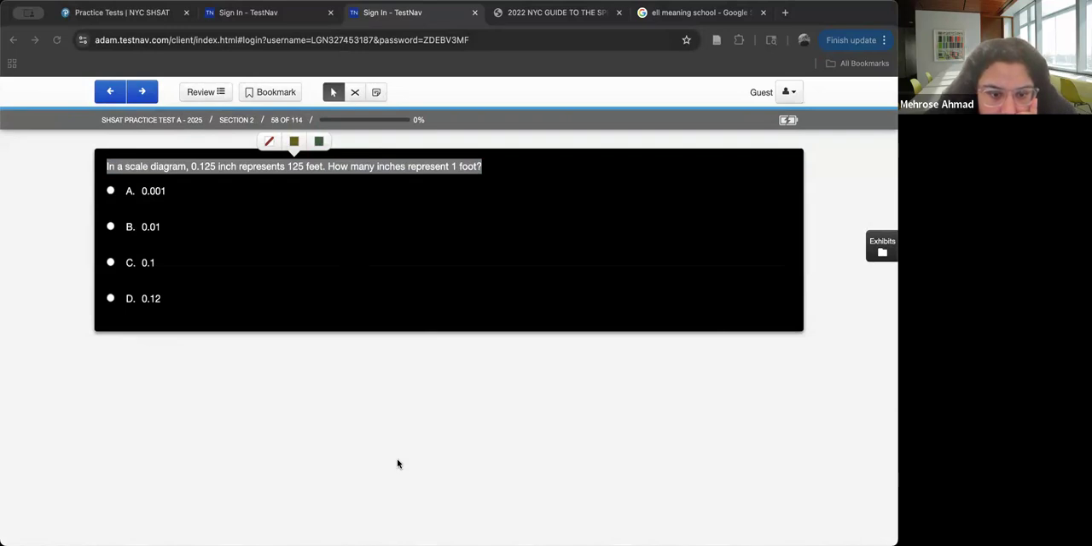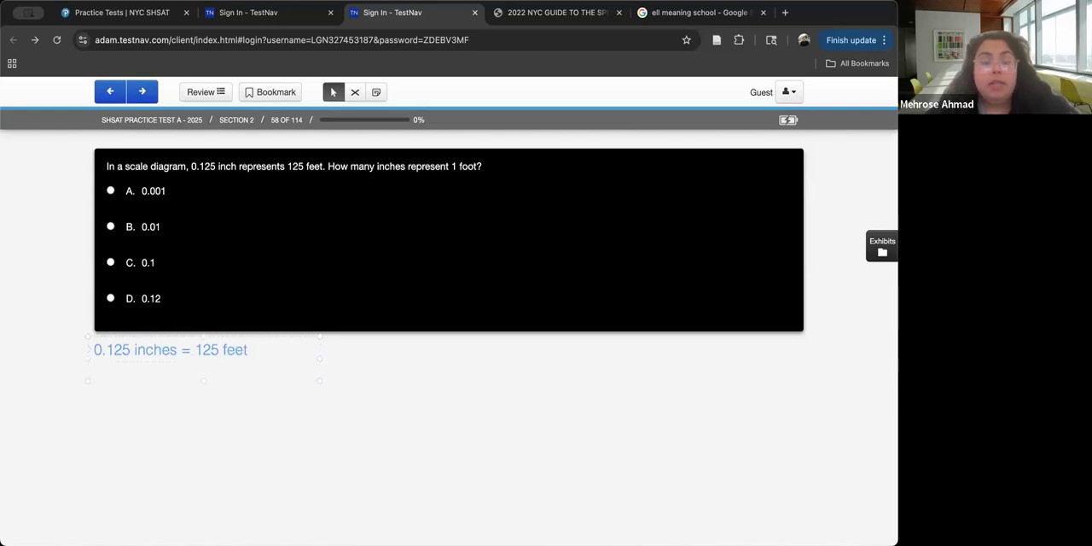All right. So what do we see here? What we can do is we can set up a proportion or just understand the relationships from one thing to another. So if 0.125 inches equals 125 feet, how many inches represent 1 foot? So what do I see here? I see that to get from inches to feet, I'm multiplying by 1,000. So for example, to go from here to here, I am multiplying by 1,000. And to go in the opposite direction, to go from here to here, I am dividing by 1,000.